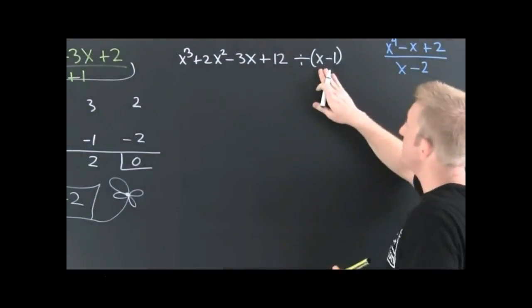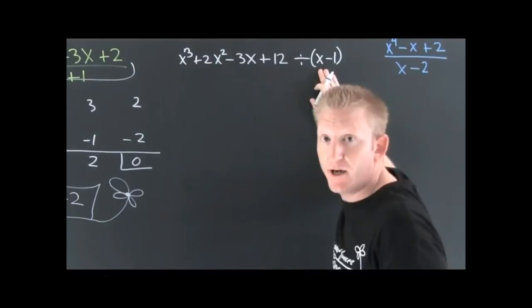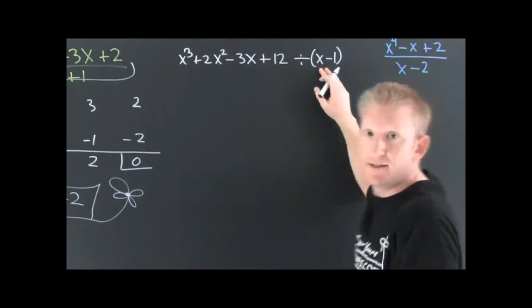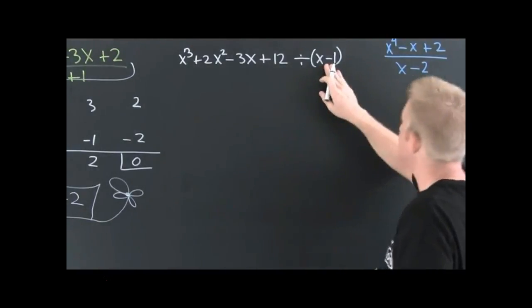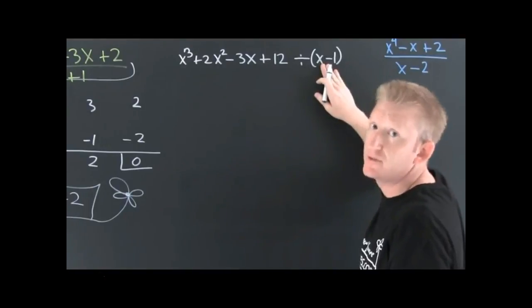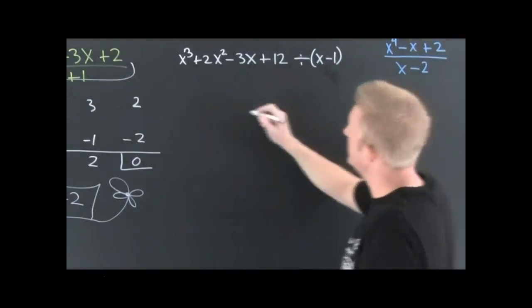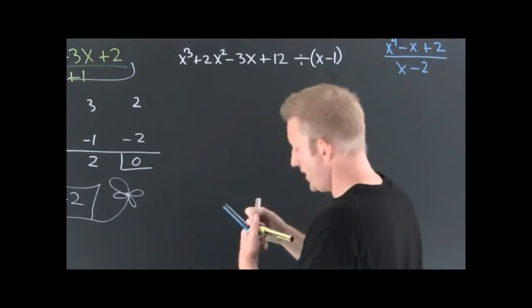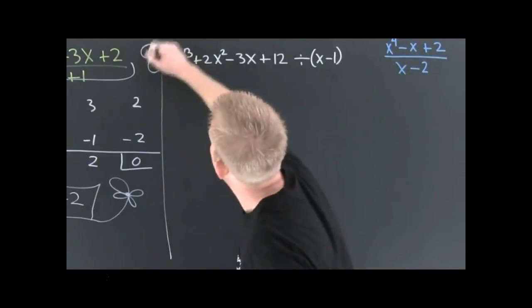Okay. Am I dividing by a special linear factor? Yes. So what goes on the outside? Zeros go on the outside. What's a 0? Anything that makes that polynomial 0. What's going to make this polynomial 0? 1.